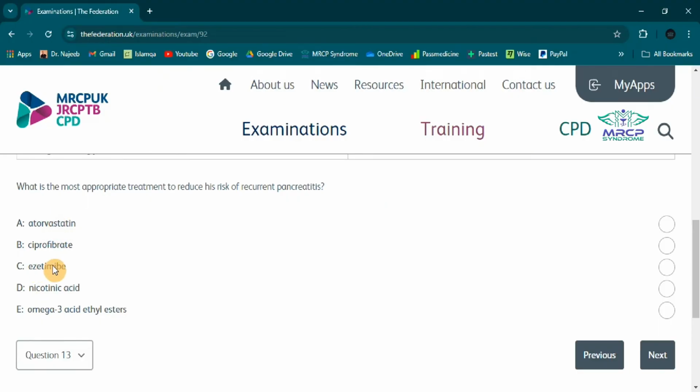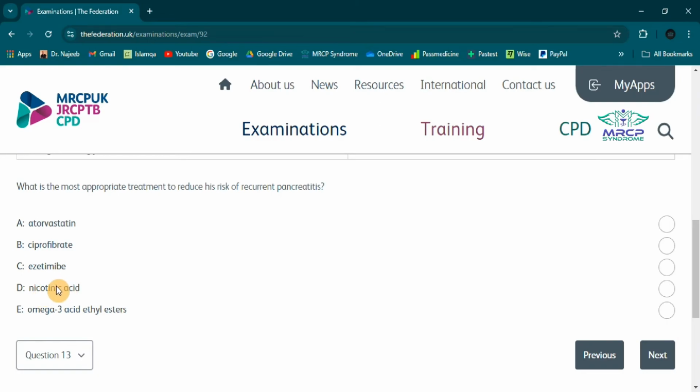The ezetimibe. So ezetimibe is the cholesterol absorption inhibitor. This reduces the absorption of cholesterol from the small intestine, and it will lower the LDL cholesterol, and it has little to no effect on triglyceride. This is more effective in reduction of the LDL cholesterol on top of statin therapy.